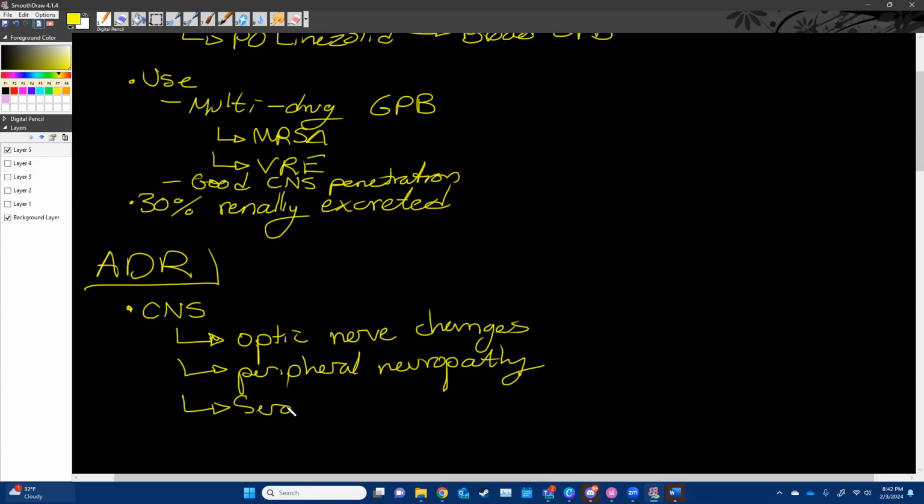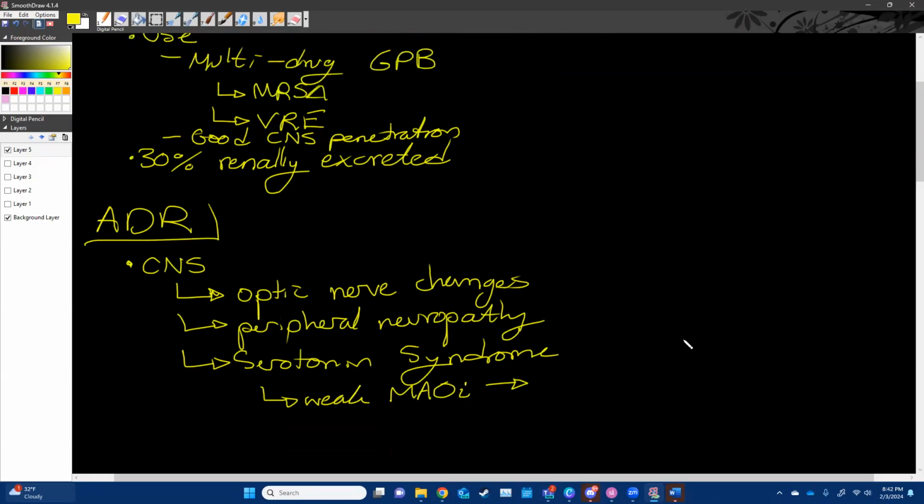And then one of the things that ends up happening is that we end up getting serotonin syndrome. This has to do with the fact that linezolid is a weak MAO inhibitor. So if you guys remember, MAO is responsible for breaking down certain neurotransmitters, and one of those neurotransmitters is serotonin. So what can end up happening is that the levels of serotonin can rise over time.